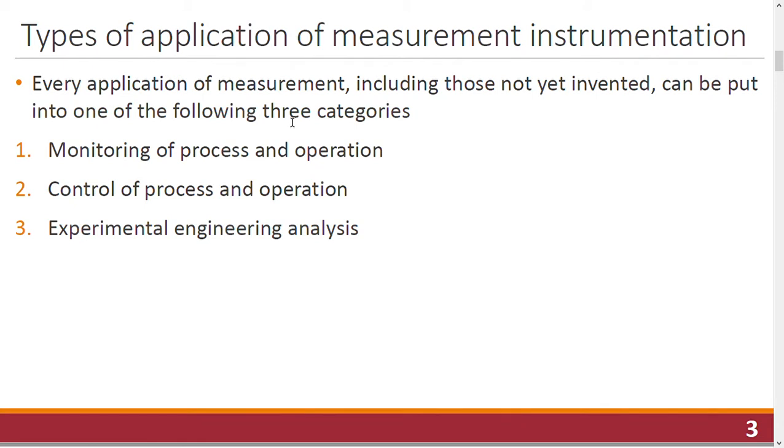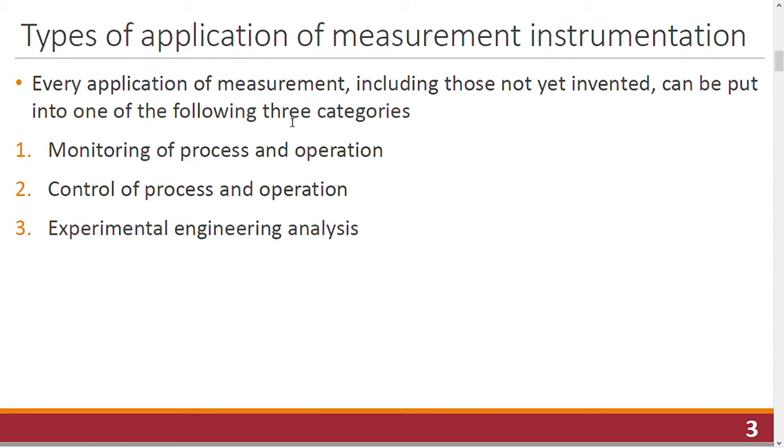Now, classification or type of application. It says that all types of measurement systems, means instruments, all types of measurement systems which are already invented or which are yet to be invented, can be put into these three classifications. The first one is monitoring operation, the second one is controlling, and the third one is for engineering analysis.